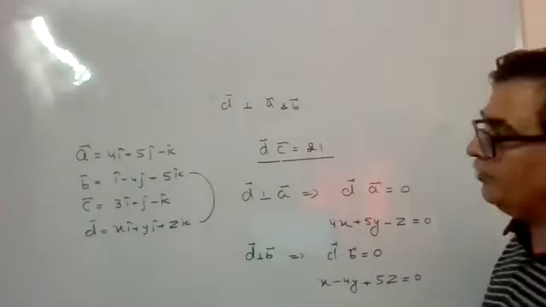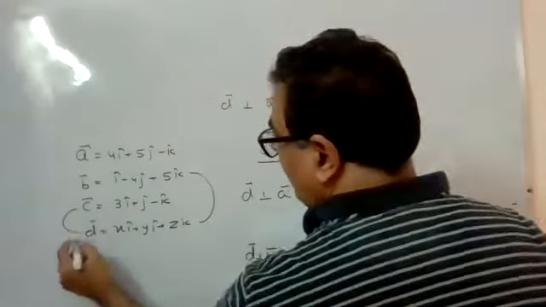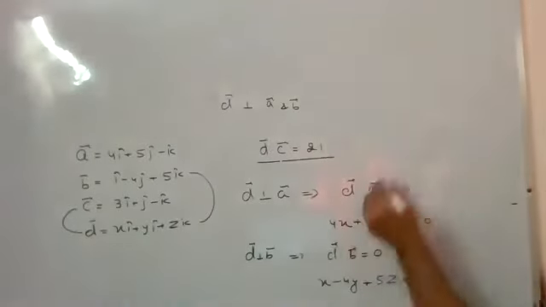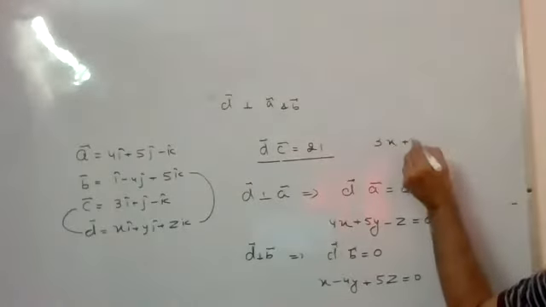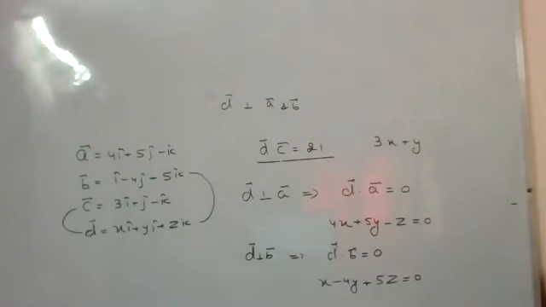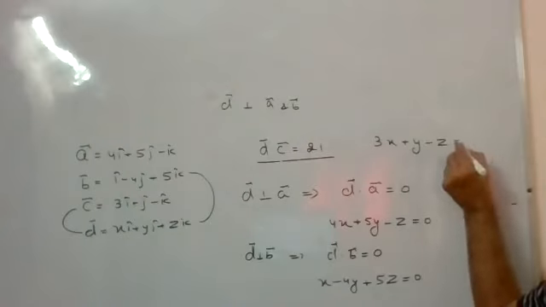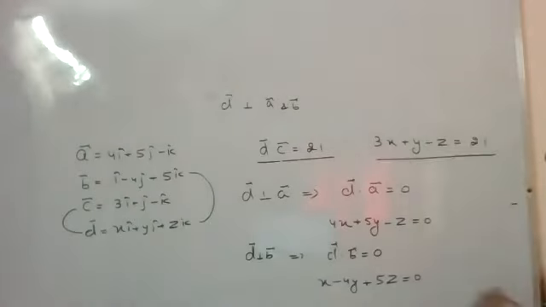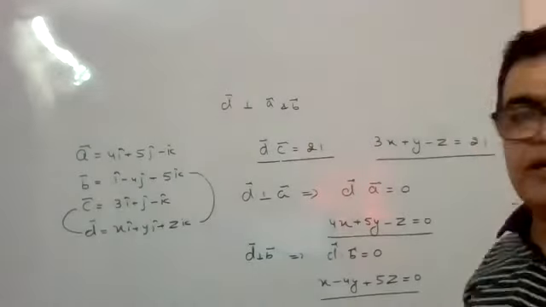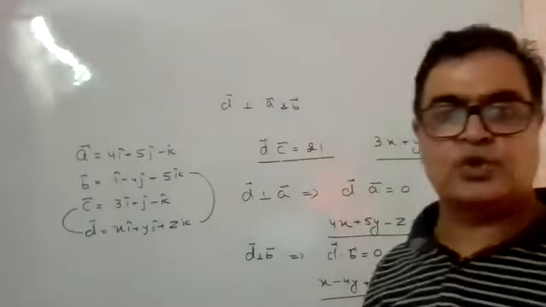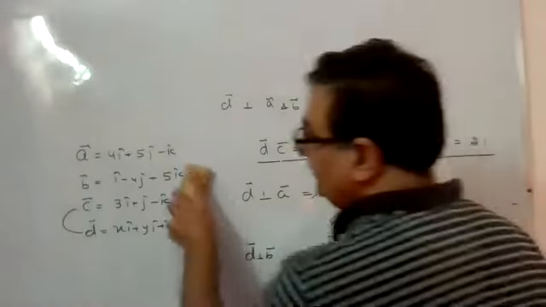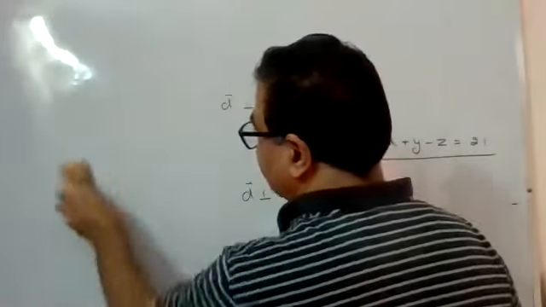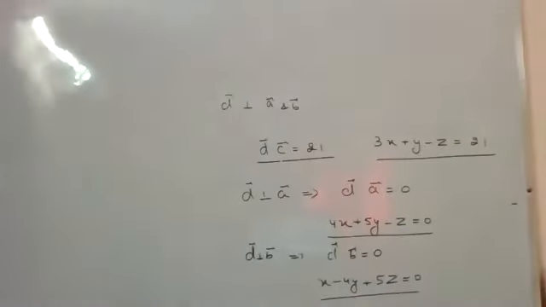D dot C is 21. The dot product of D and C is 21. This means 3x plus y minus z comes out to be 21. So one equation, this is second, this is third. Three equations are there, and three variables X, Y, Z are needed. So can you solve it now? You have got three equations. You should find out x, y, z by solving all three.